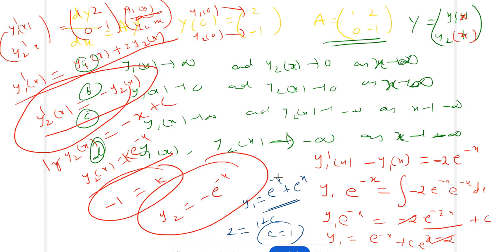So as x tends to infinity, e^(−x) becomes 0. Now y2(x) approaches 0 as x tends to infinity. This option is correct: y2(x) approaches 0.